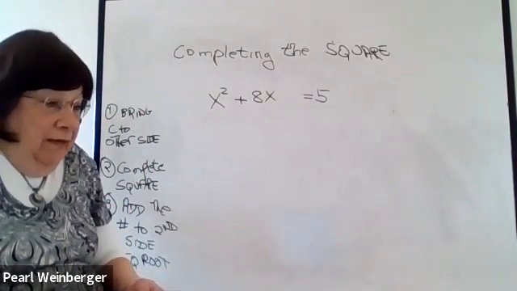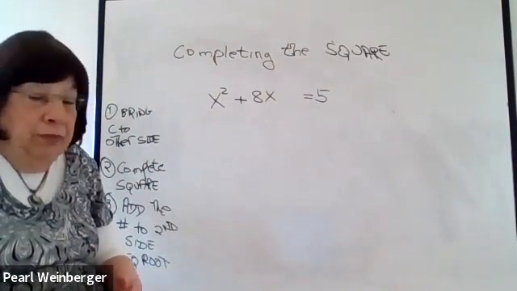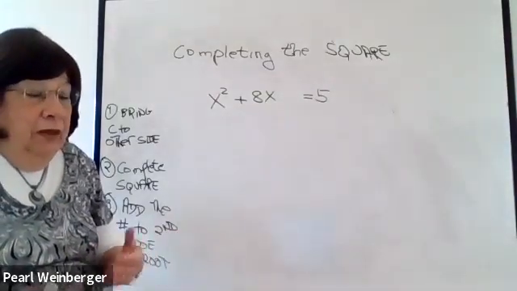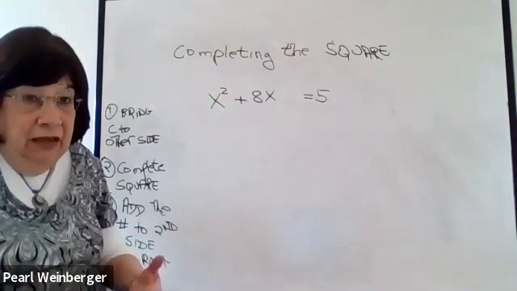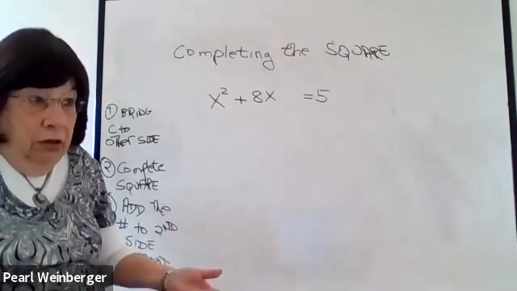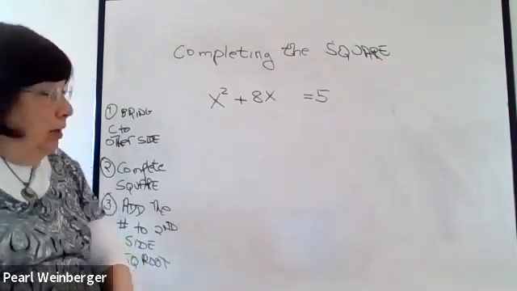Because even though it might say use the completing the square method, or it might say use the formula method, all you're going to be asked for is an answer on the final exam. So therefore, you can do it either method you want.